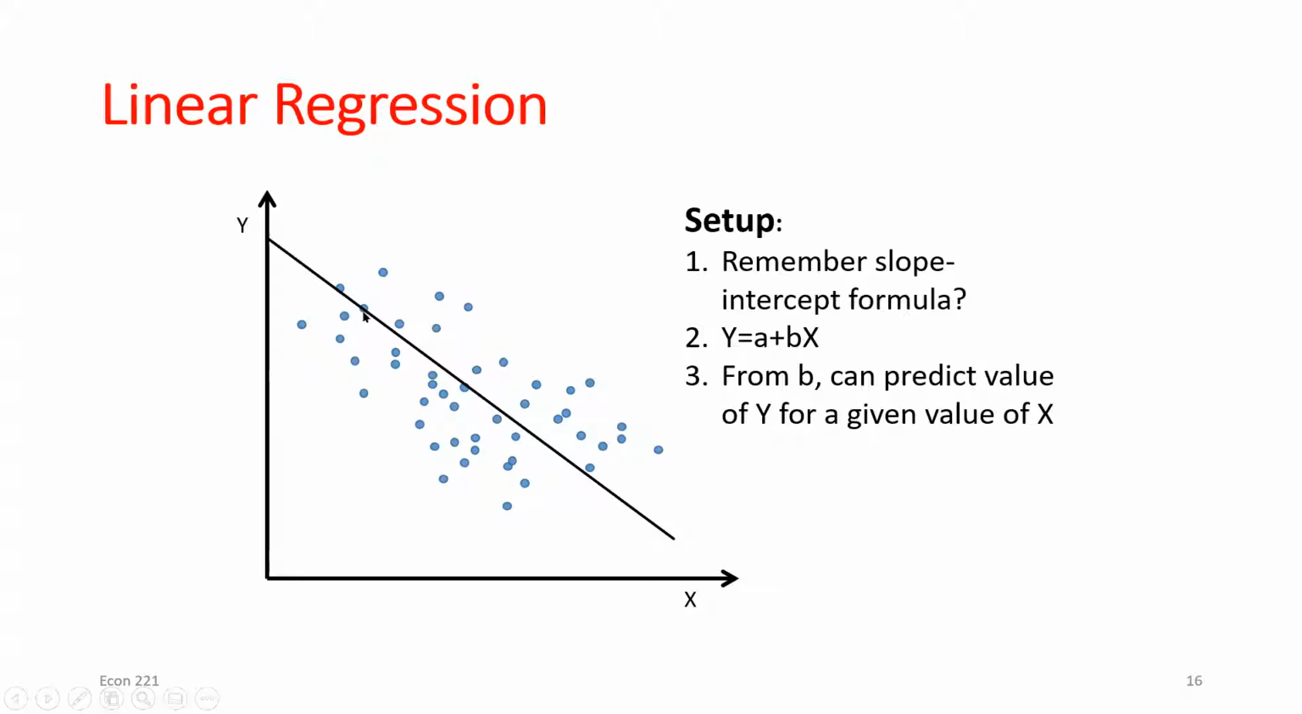That's all we're trying to do. Once we get the line that best fits the data, well, now if I have A and B values, I can then predict Y for any given value of X. I've kind of already gone over this and drawn this out.